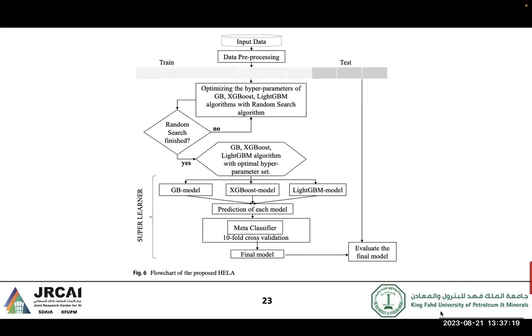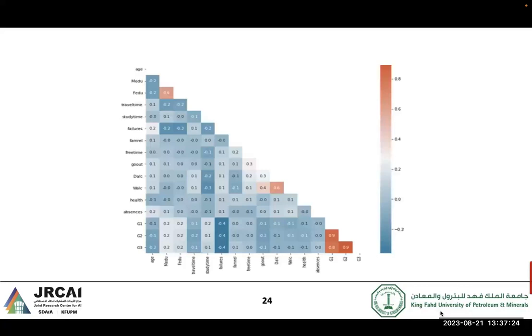Okay, so you move to the results here. We can see, before we train the model, we can do correlations, the statistical analysis of the data. So this is our target here, G3. G3 is the target. We can see here we have a high correlation between G3 with G2 and G1.